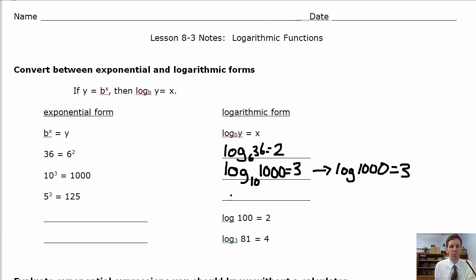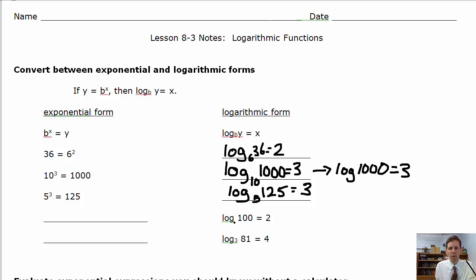For 5 cubed equals 125, we're going to start with the word log. The base in this problem is the 5. The exponent is the 3 that goes to the other side of the equation. And we're going to put the 125 after the base. Log base 5 of 125 equals 3.